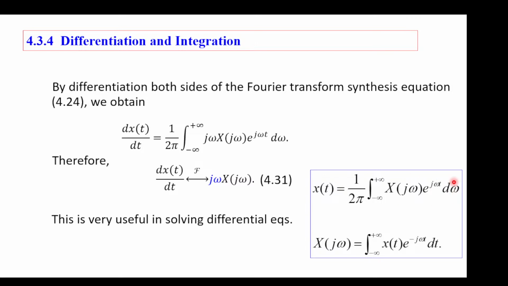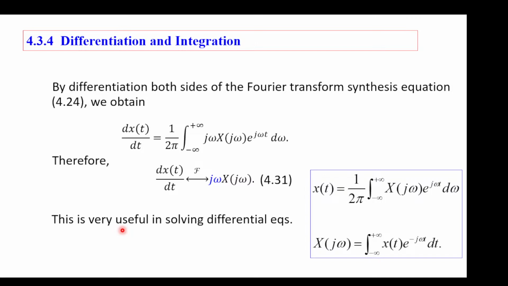Then we just take d dt on both sides. This side becomes dx dt, and d dt on this side: the only thing dependent on t is this e to the j omega t. So you just get an extra j omega here. You see that this is like the original formula, but instead of big X of j omega, you have j omega big X of j omega. So you just think this j omega big X of j omega is the new Fourier transform, and indeed that's what happens.